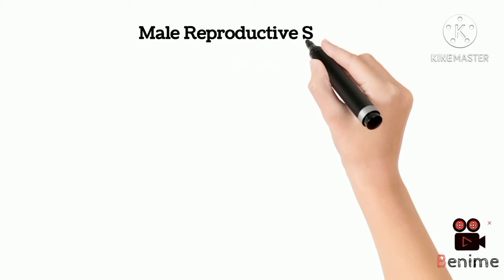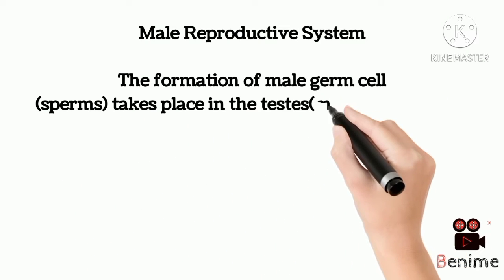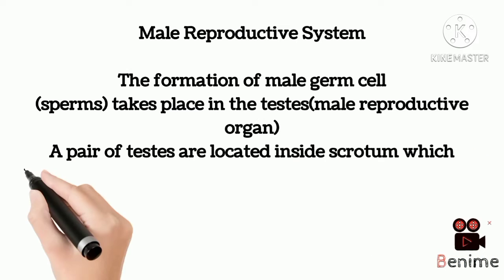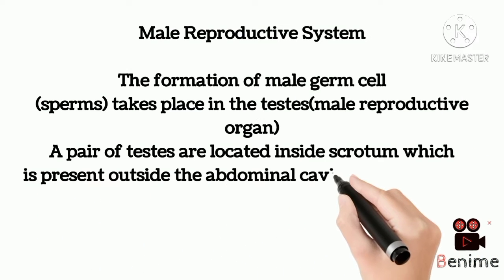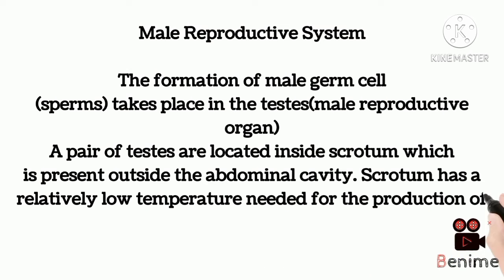Male reproductive system. The formation of male germ cells, sperms, takes place in the testes, the male reproductive organs. A pair of testes are located inside the scrotum, which is present outside the abdominal cavity. The scrotum has a relatively low temperature needed for the production of sperms by the testes.